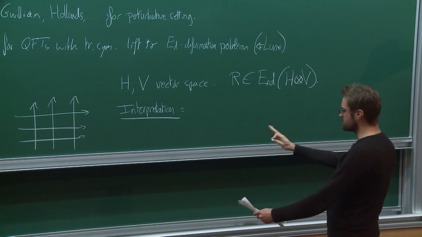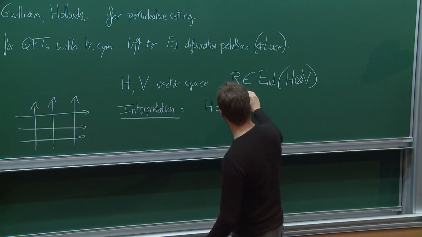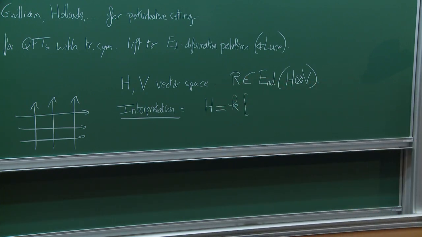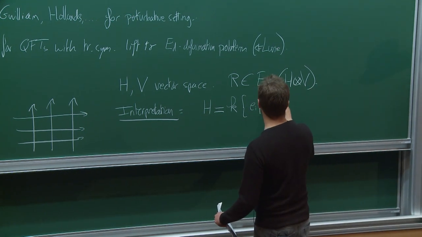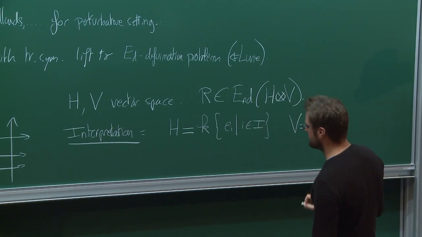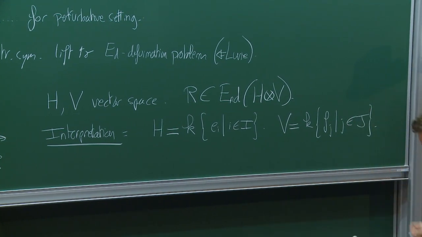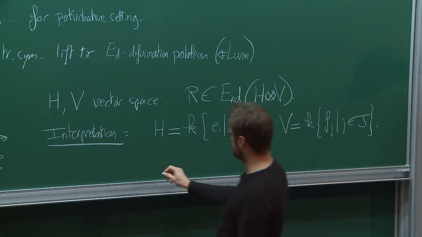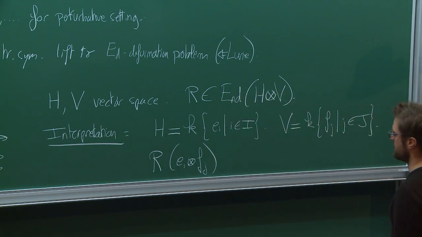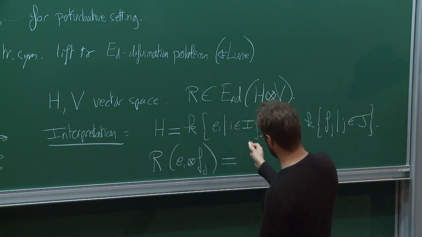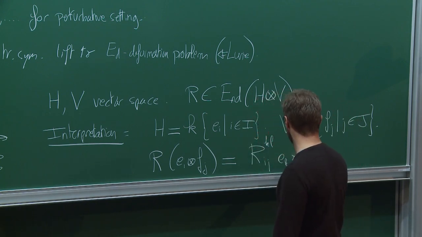Let's assume, it's not necessary, but it's easier to explain, that H and V are finite dimensional, and let's take a basis, like e_i for H and f_j for V. Then the matrix R gets matrix elements. So it's some basis element e_i tensor f_j, and I'm not writing sums, so it's going to be R_ijkl e_k tensor f_l.